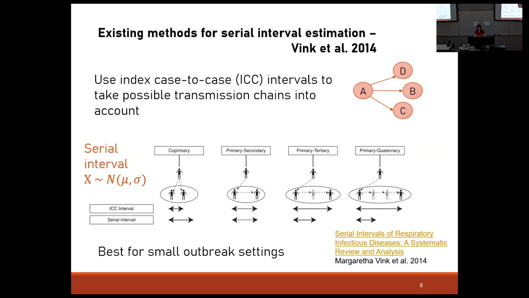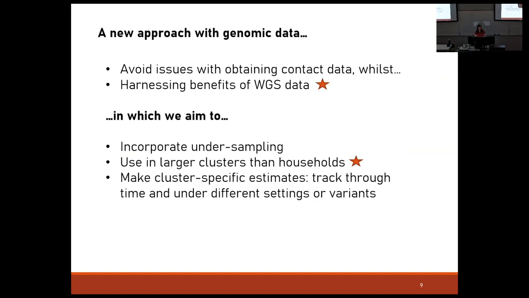Sorry, I forgot where I was. Yes, so as I say, you'll see in a minute that this inspired some of the decisions that we made in our approach, though we're not going to use this index case-to-case setting. So as I say, we set out to take a new approach using genomic data. There are two main goals or key new aspects of this, which are the ones I've marked with red stars. So we want to avoid the issues of using maybe expensive or resource-intensive contact data whilst harnessing what whole genome sequence data can tell us about who infected who.